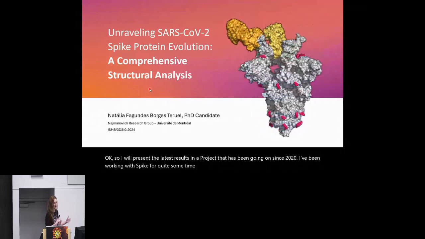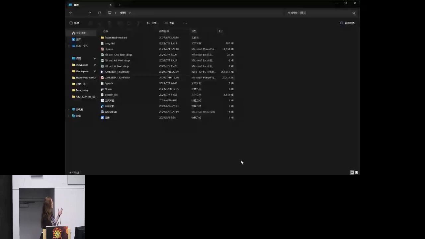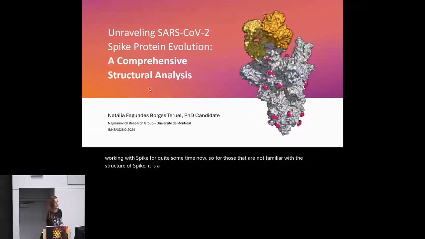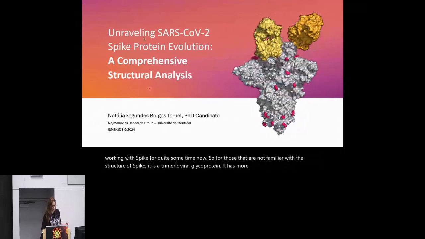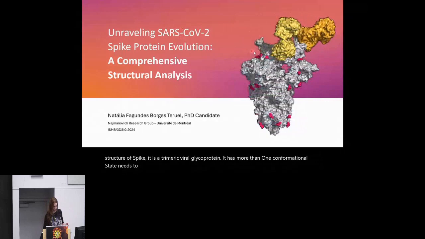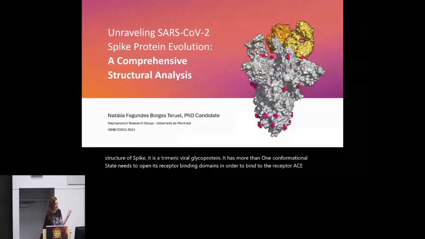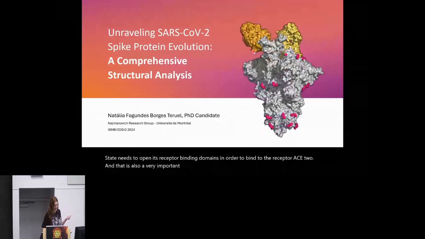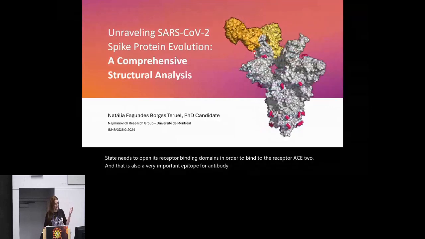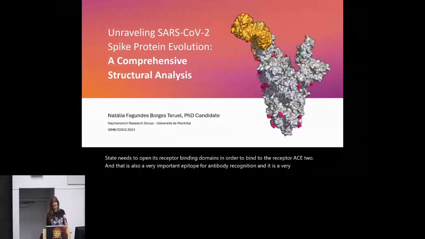For those that are not familiar with the structure of Spike, it is a trimeric viral glycoprotein. It has more than one conformational state. It needs to open its receptor binding domains in order to bind to the receptor ACE2, and that is also a very important epitope for antibody recognition. And it is a highly glycosylated protein.